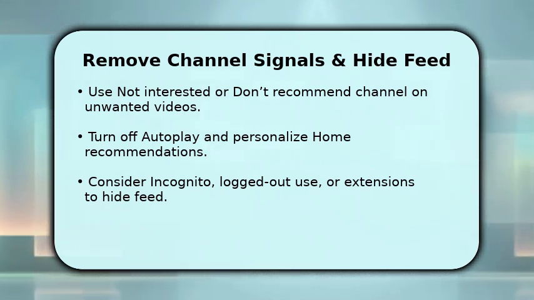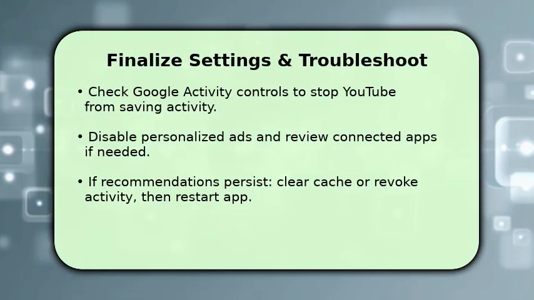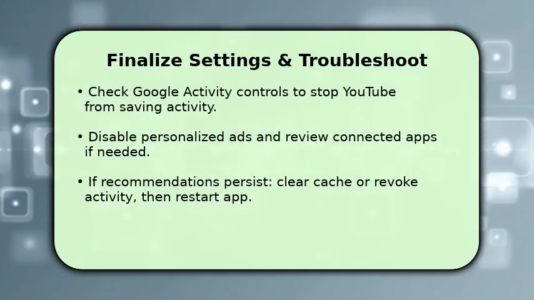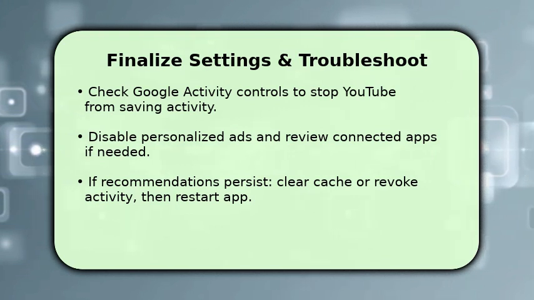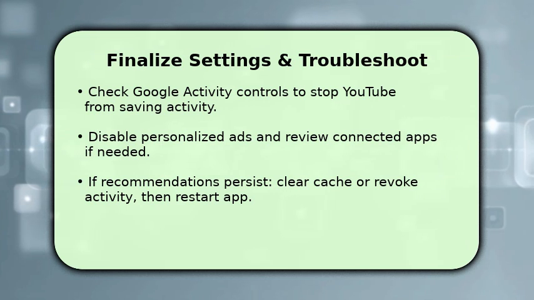Finish by auditing account-wide settings and verifying changes. Visit Google Activity Controls to stop YouTube from saving future activity and disable personalized ads if you want less tailored content overall. Make sure your mobile app has autoplay and history pause too.